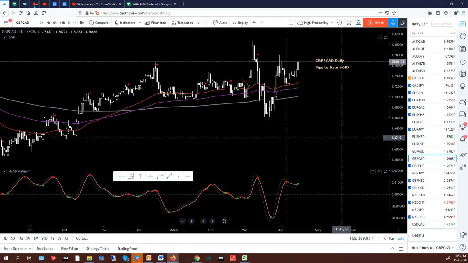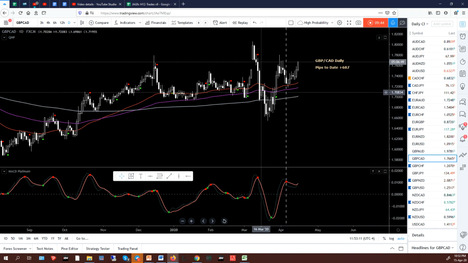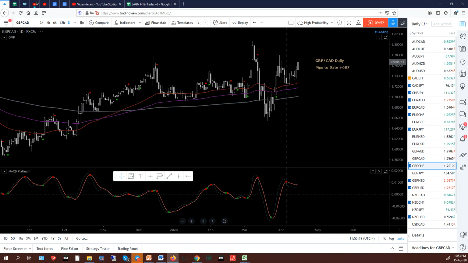Pound CAD. Yeah, I'm probably still kicking myself for not taking a couple of trades on this pair. Probably should have taken that buy. It's still a buy by looks, but I'm not in it, so let's move on.